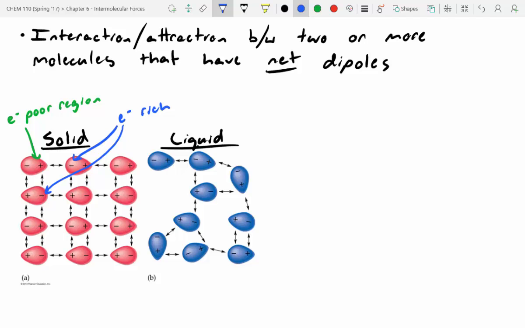And with solids, that's what leads to this really ordered arrangement of that brick and mortar stacking of molecules, right? With liquids, it's a little bit less ordered, but they still try to find that opposite to balance out their charge, right? So if you've got a partial positive region, that is always going to seek out a partial negative region to try to counterbalance itself. Does that make sense?